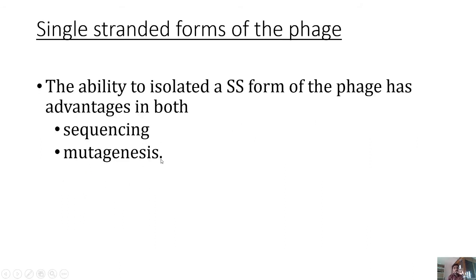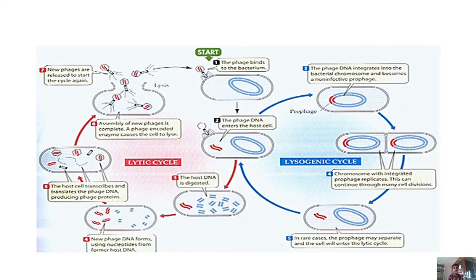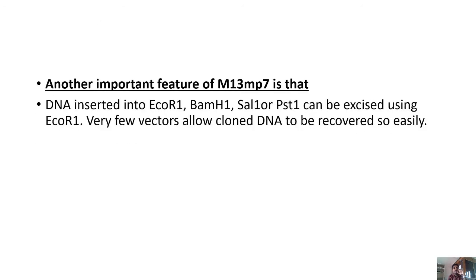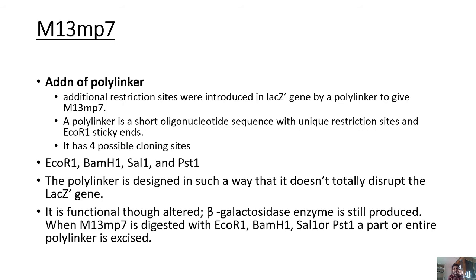So in the case of mutagenesis, site-directed mutagenesis also, we require single-stranded DNA. Actually, this site-directed mutagenesis is a long lesson that we will study later. So we have developed two vectors, that is M13 MP18 and M13 MP19. Next, we are going to develop some more vectors from M13. They are M13 MP1, M13 MP2, and M13 MP7, and so on.